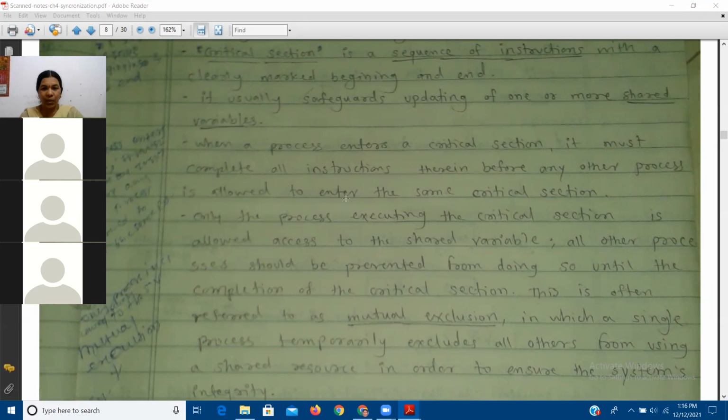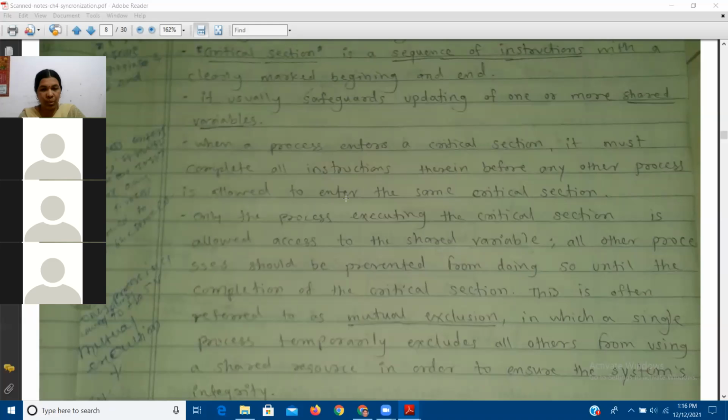So this condition, whatever we just said, that only one process should be in its critical section, and other processes should not enter their critical section till the first process leaves that critical section, is called mutual exclusion.